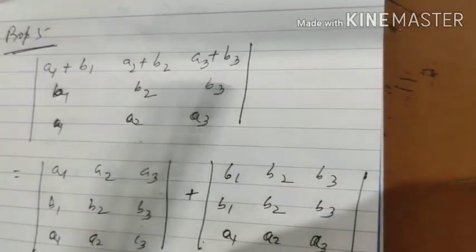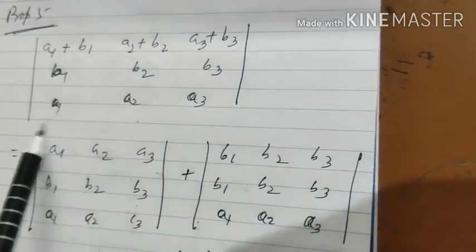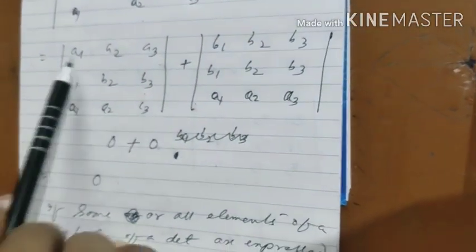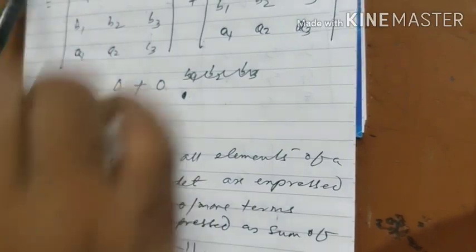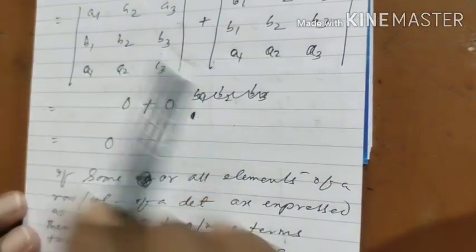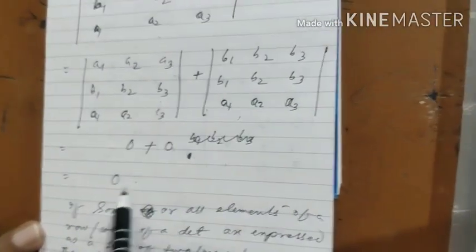Similarly, take the first row as A1 plus B1, A2 plus B2, A3 plus B3, with the other rows the same. How can you simplify it? In a very simple way, it splits into one determinant with A1, A2, A3 and another with B1, B2, B3, and the other two rows are the same. So with A1, A2, A3 repeated, the answer is 0, and with B1, B2, B3 repeated, the answer is 0. So the total answer is 0. There is no requirement for determinant simplification; by using the properties, the answer is 0.